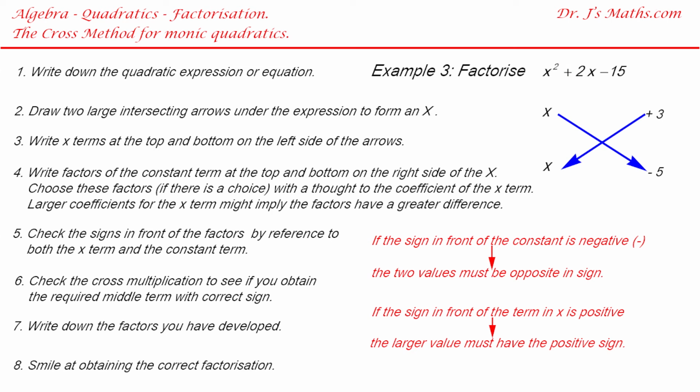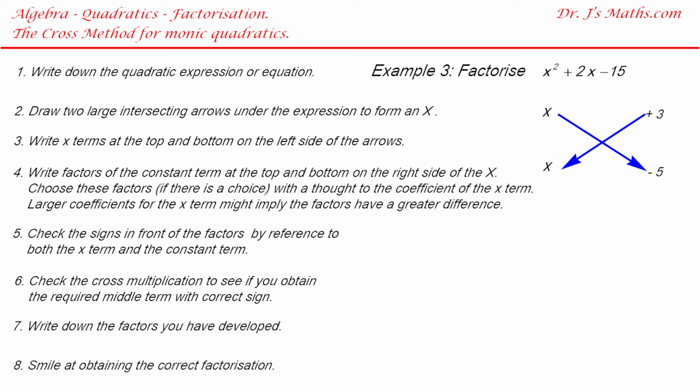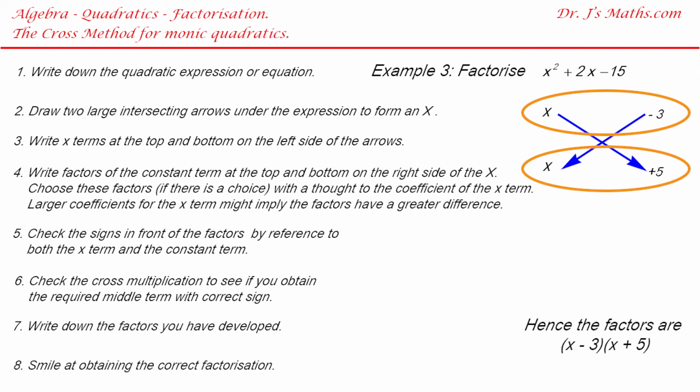Let's now suppose that we get those guidelines mixed up and we put a plus 3 and a minus 5. Well, when we come to step 6 and check the cross multiplication, then we're going to have minus 5x plus 3x, which is minus 2x, which is not what we want. So go back, change the signs again, so it's now a minus 3 and a plus 5, and we have 5x minus 3x, which is the plus 2x that we want. Then we can write down the factors that we've developed, x minus 3 times x plus 5, and then we can smile.